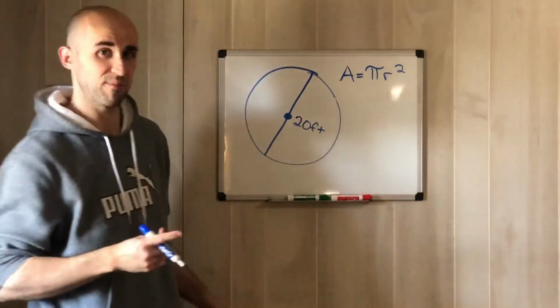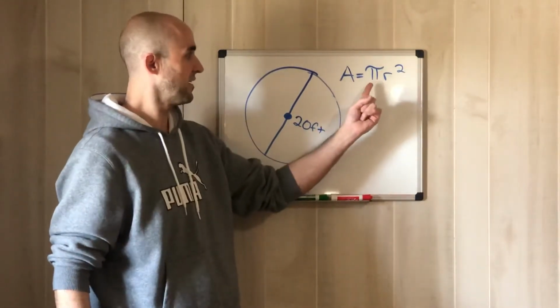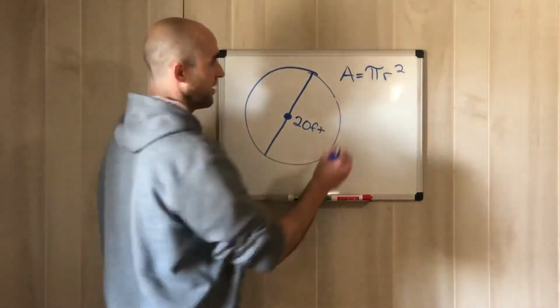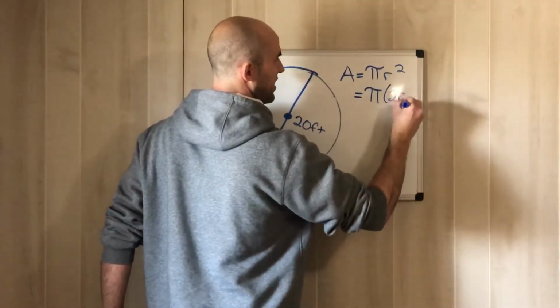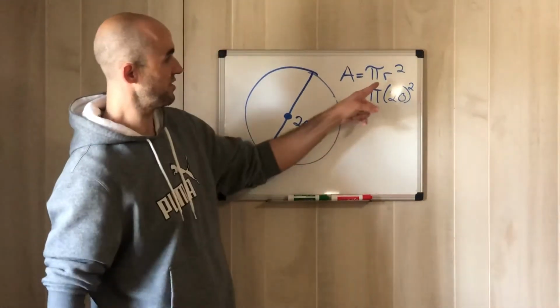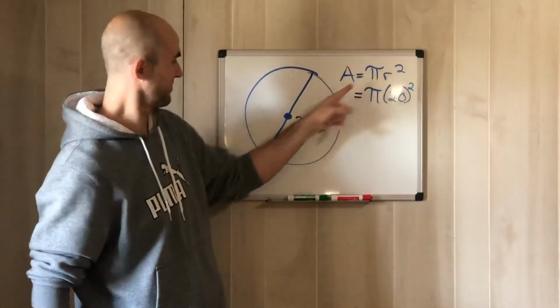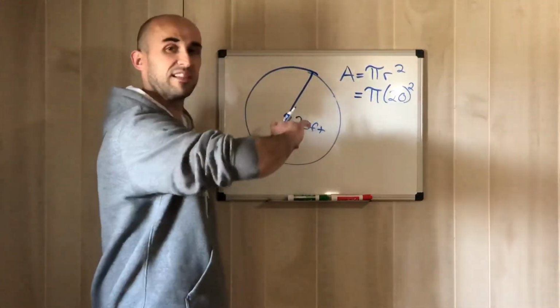And this is where you have to be careful, because a lot of times people would do pi times 20 squared. People would literally write pi times 20 squared. And that's a big mistake, because what you've got to remember is you need the radius, right? This isn't the radius, because it's going from one side to the other. What they actually give us is the diameter.